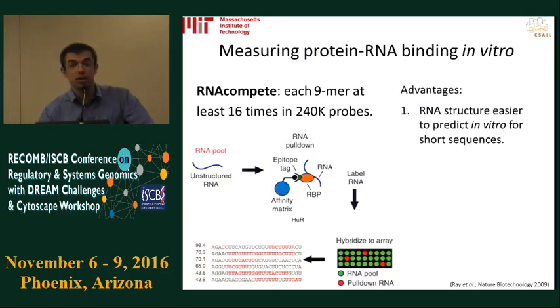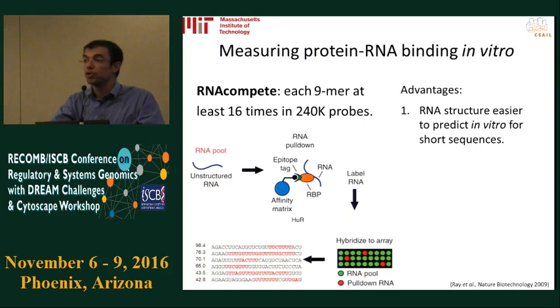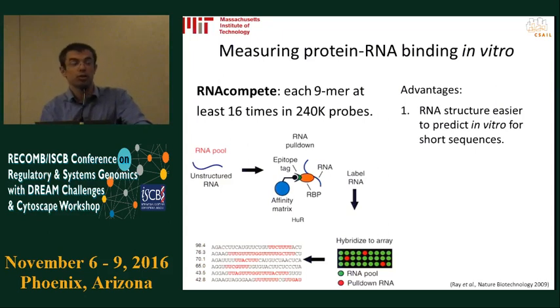The advantage is that now we are using much shorter RNA sequences. They are between 30 to 40 nucleotides, and the computational prediction of the structure is much more accurate. Moreover, there is only one single protein in the assay, so there is no competition and no binding as a complex.